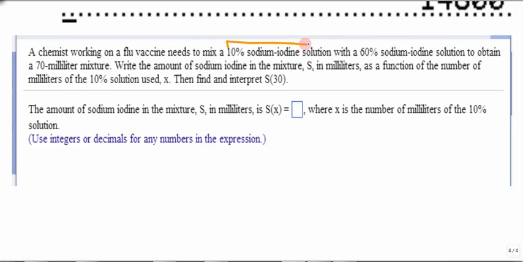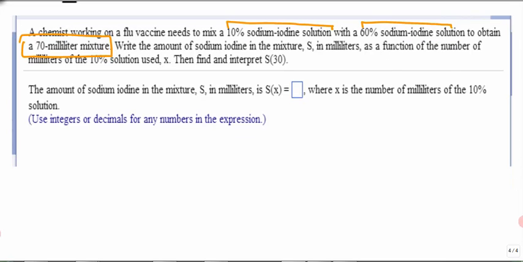We have a 10% solution. Now this is the same thing, but this one is stronger because it's a 60% solution. It's 60% pure sodium iodine, whereas this one's only a 10%. When they get all done, they need a 70 ml mixture. Then it says write the amount of sodium iodine in the mixture, which we'll put in down here, as a function of the number of mils in the 10%. So they want us to use x to represent this one. And then find and interpret S of 30. So we're going to do this in stages. So first of all, we have some amount of sodium iodine.